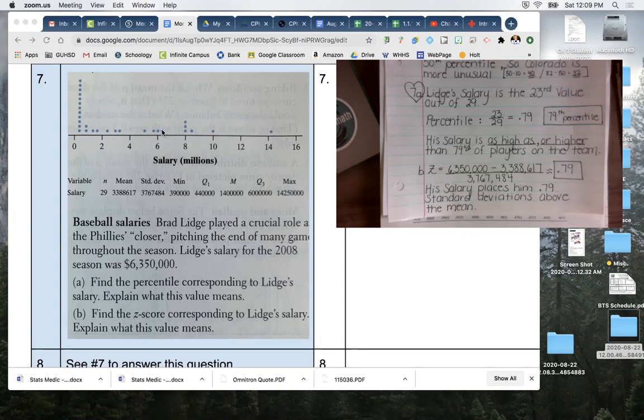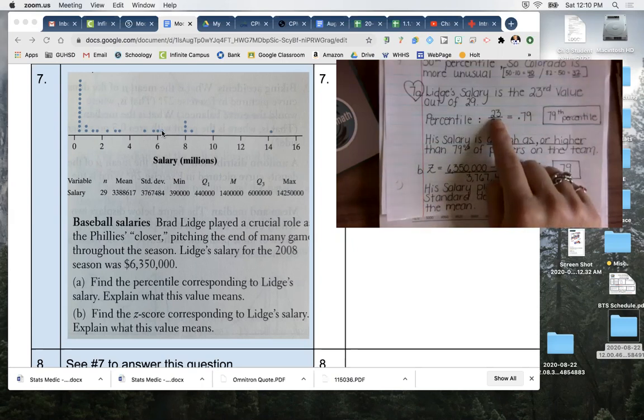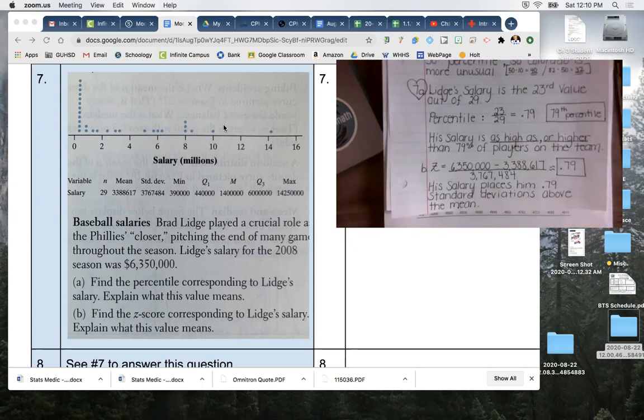To figure out what percentile he's in, I have to figure out how many people made as much as him, which it doesn't look like anybody else did, but as much or lower. So I had to count how many dots there were. We have 1, 2, 3, 4, 5, 6, 7, 8, 9, 10, 11, 12, 13, 14, 15, 16, 17, 18, 19, 20, 21, 22, 23. So you'll notice that I have 23, and then I had to figure out how many were on the team. So 23 out of 24, 25, 26, 27, 28, 29.